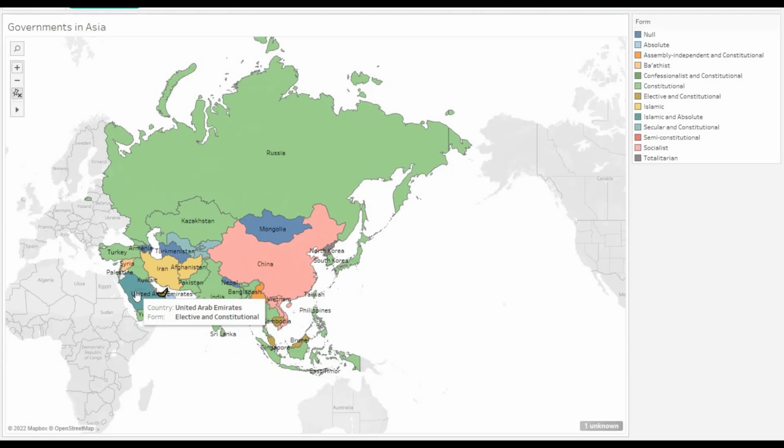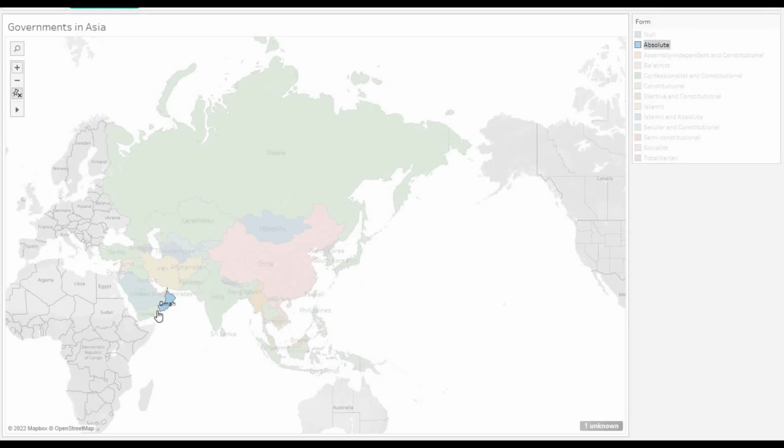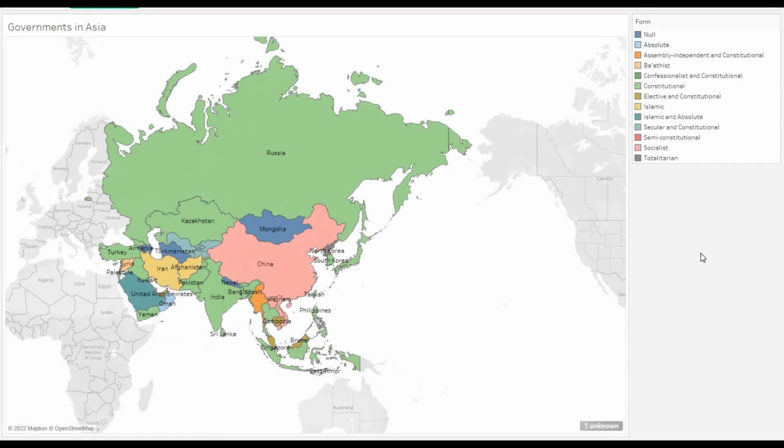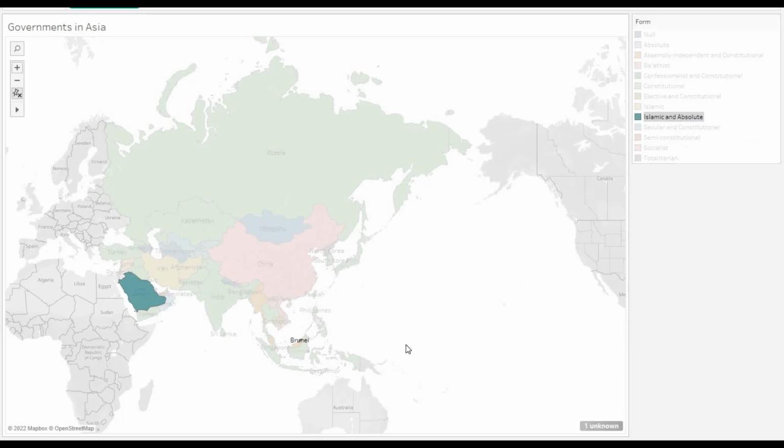So when it comes to Saudi Arabia, we can say it is Islamic and absolute. We'll see the meaning of Islamic soon, but in the case of absolute, what it means is the monarch of the country has the absolute power to take decisions related to the country, and the monarch is in this case not responsible to the government or any other bodies in the country. So if we see absolute, then there's Oman, which also has a monarchy, and here we saw Islamic and absolute. That was Brunei in Southeast Asia and Saudi Arabia in West Asia.